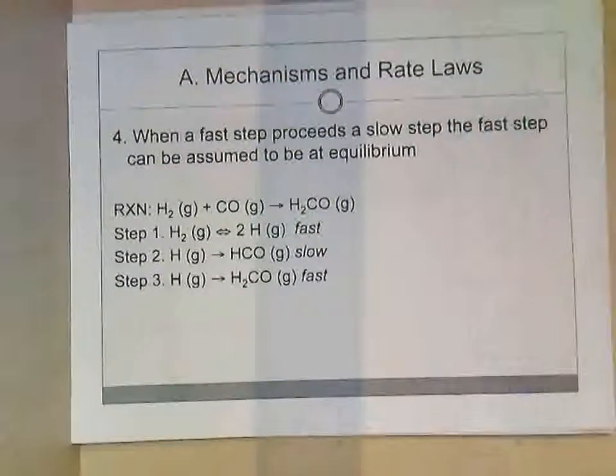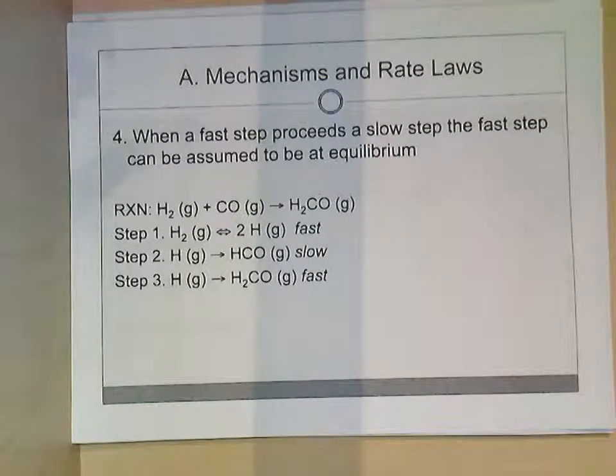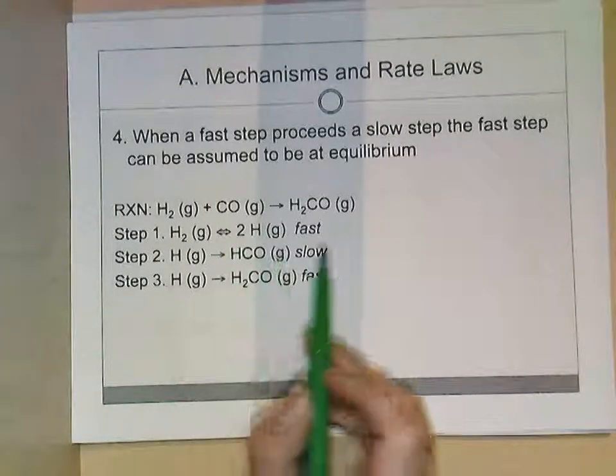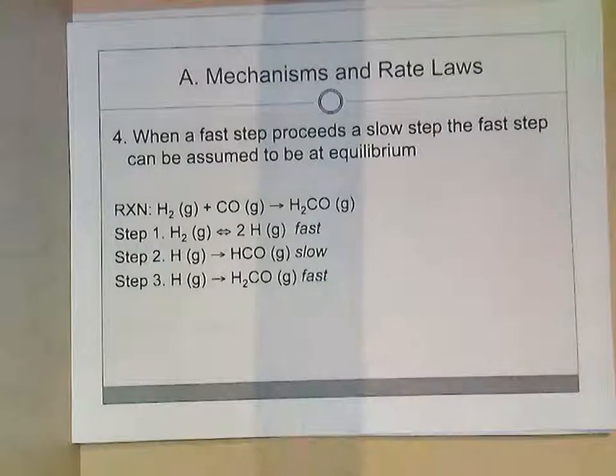All right, so let's say we now know which ones are fast and which ones are slow. We know that the slow one is the rate determining step. If you have 3 reactions, you're going to have some combination of fast and slow. If it happens to be fast, slow, fast, well, then the fast step is considered to be at equilibrium. And why does that matter?